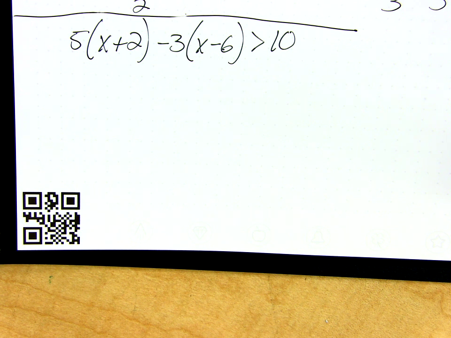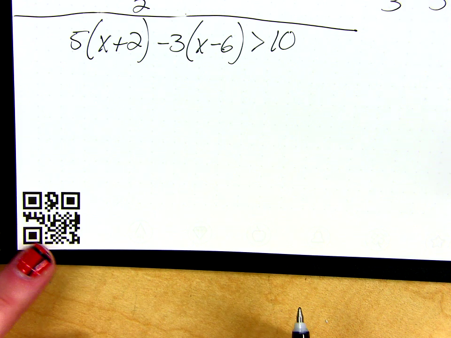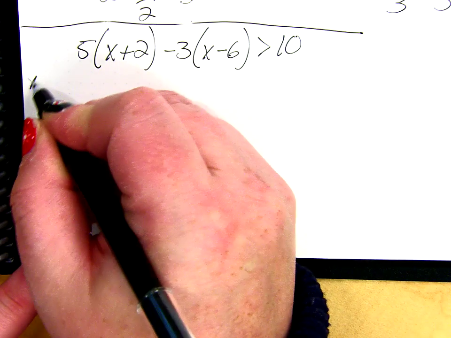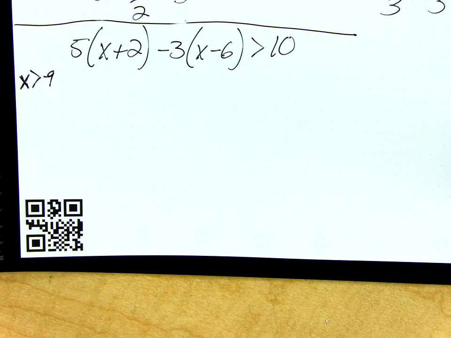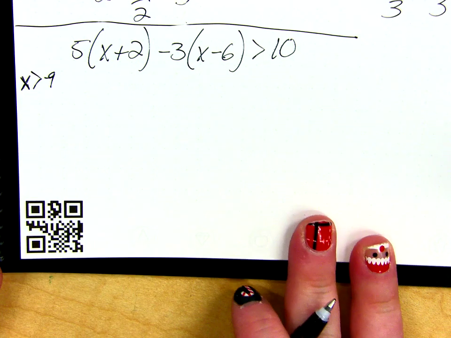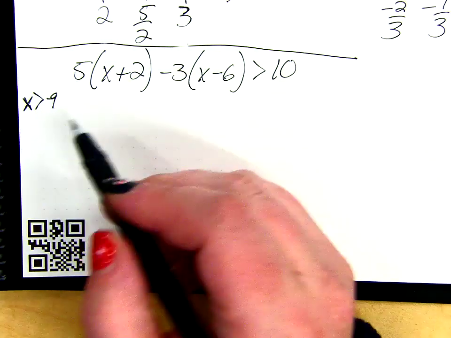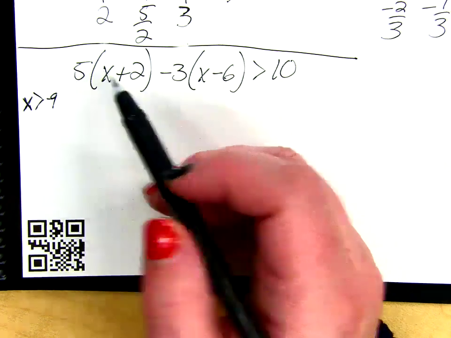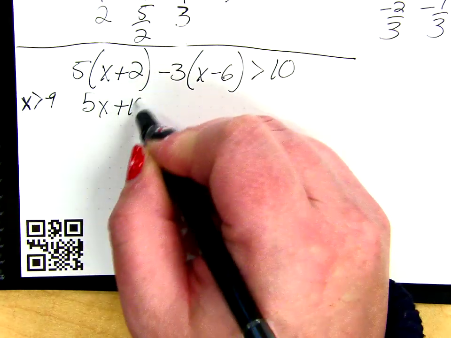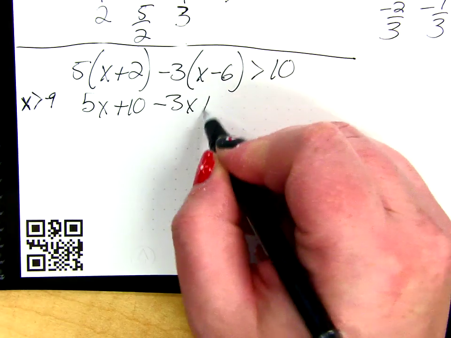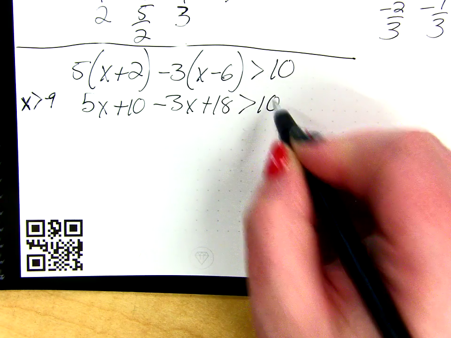Okay, let me hear some answers. Haley, what'd you get? X is greater than -9, you said? Yes. Other answers. Everybody got that one? You know I don't believe you. I don't know what the right answer is, but we're going to find out right now. Those of you that said distribute, great idea. So I'd get 5x plus 10 minus 3x plus 18, greater than 10.